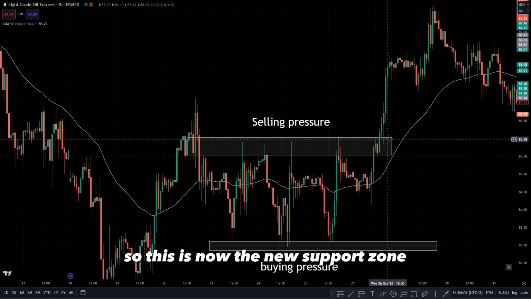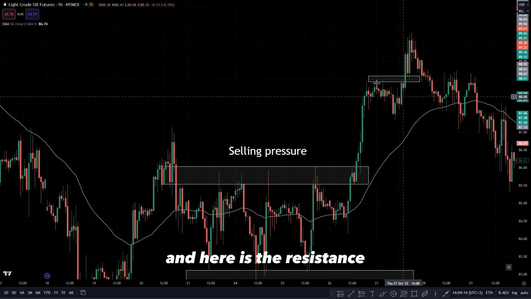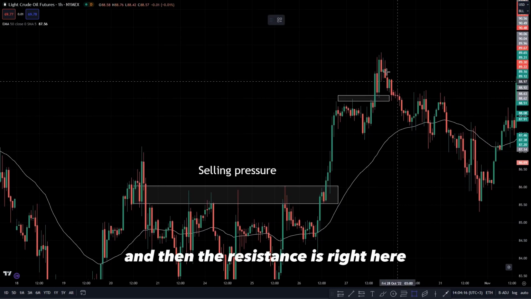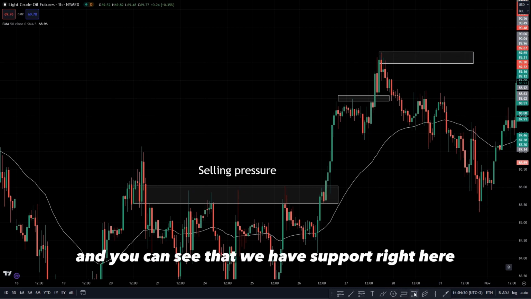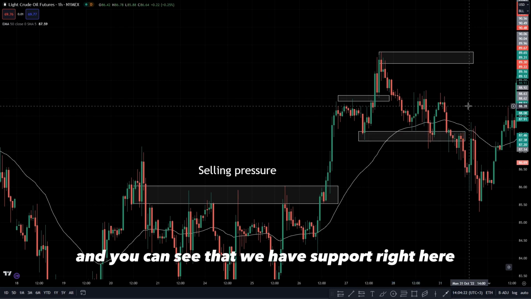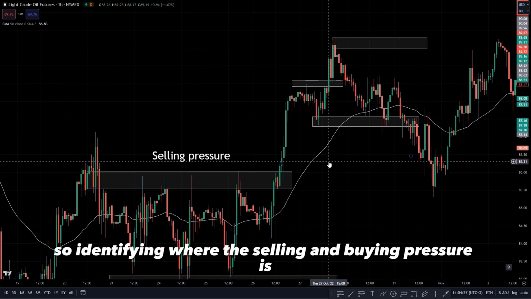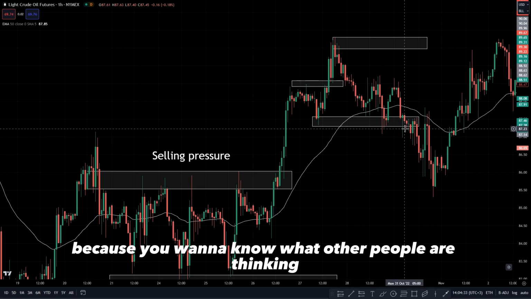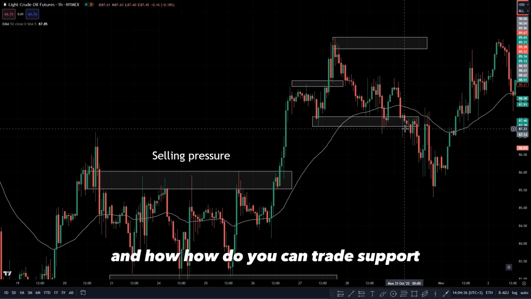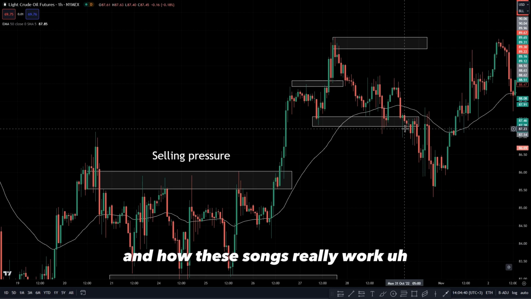So this is now the new support zone, and here is the resistance, and then it makes another high, and then the resistance is right here. And you can see that we have support right here. So identifying where the selling and buying pressure is is super important because you want to know what other people are thinking. And how can you trade support and resistance, and how do these zones really work?